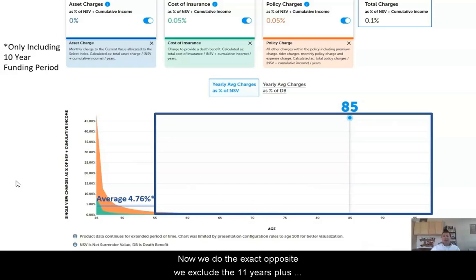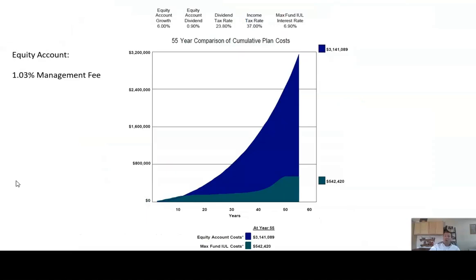Now, if we do the exact opposite and we exclude the 11 years plus, and we only look at the first 10 years, the average expense was 4.76%. And that is because IULs are front-loaded, just like many mutual funds. We could definitely conclude that that is expensive. And we conclude that over time, a 1.03% expense ratio is in line with other vehicles, and possibly even less.